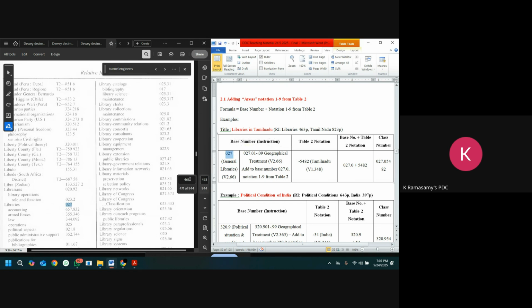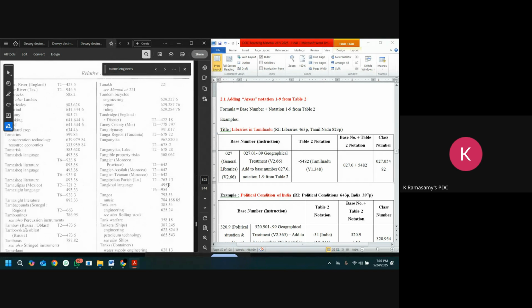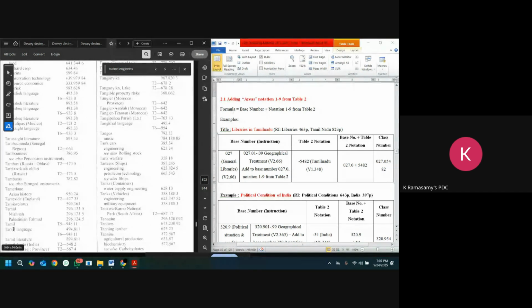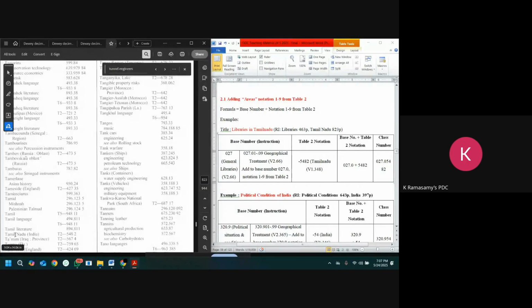What is the number for Tamil Nadu? I need to find out. I go and type Tamil Nadu and search for the number. Tamil Nadu, TAMIL. I just come down. Tamil language, Tamil literature. Tamil Nadu, India, Table 2. What's the number? 5482. 5482 stands for Tamil Nadu.